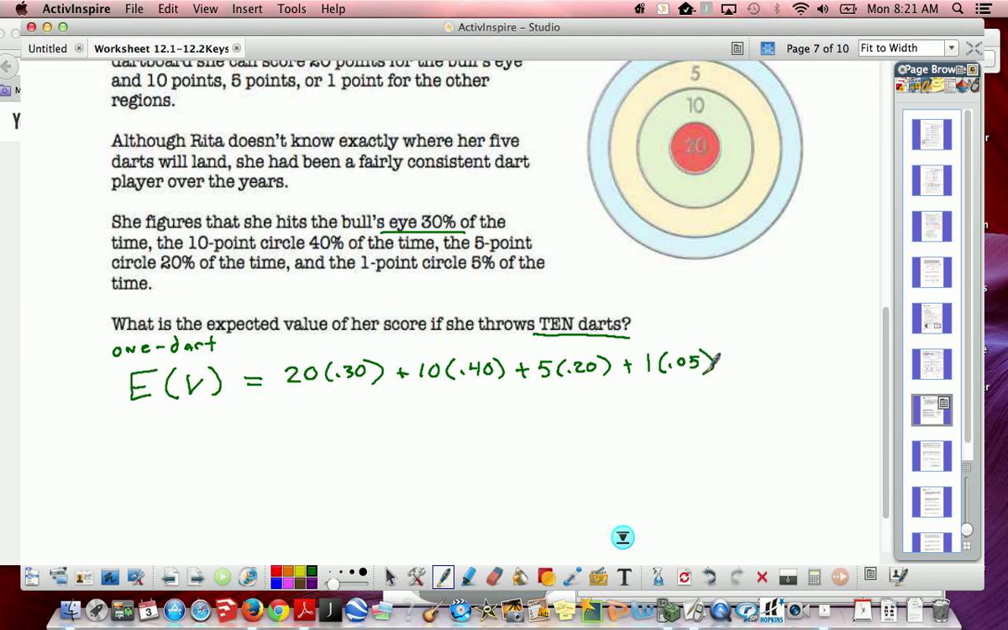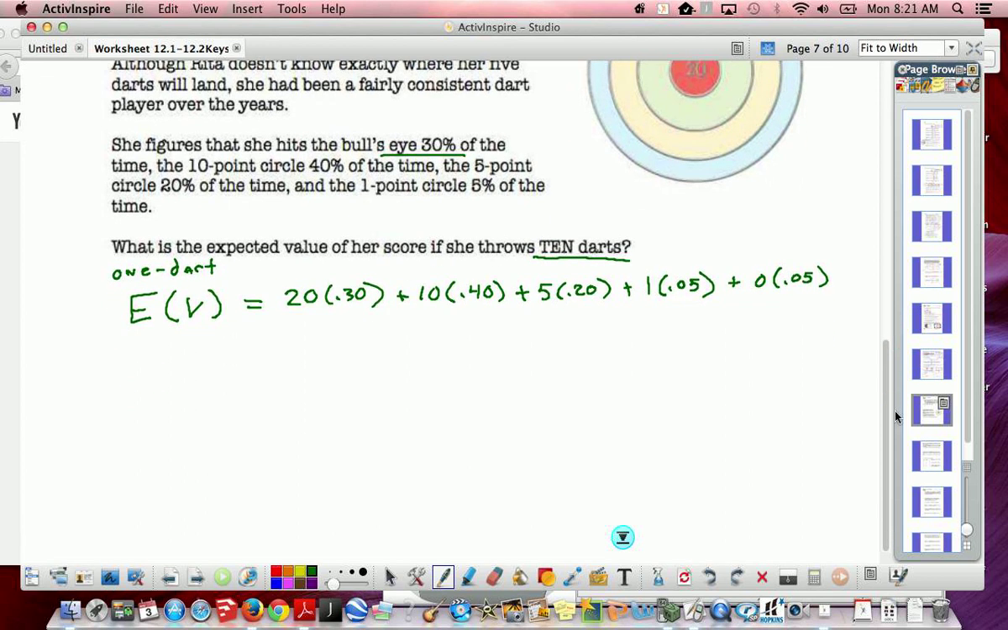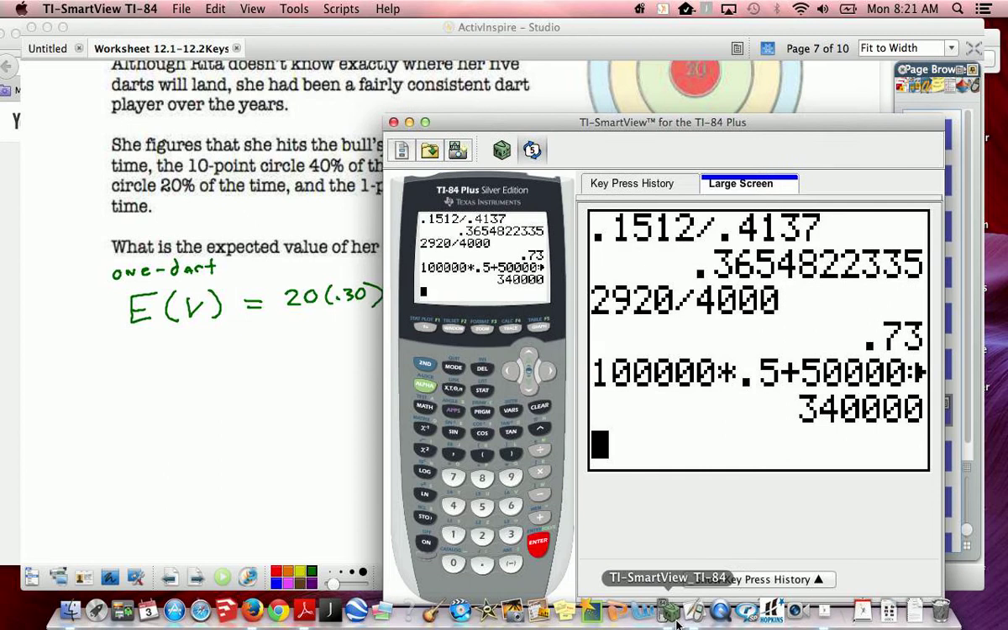Now, this isn't listed nor necessarily really needed, but just to let you know, if you add up these probabilities, they only add up to 95%. So 5% of the time, she's going to miss the dartboard and get 0 points for it. I'm going to assume that that's no points. Now, it's not necessarily needed because anything times 0 is still 0. So, let's type these into our calculator and get the value.